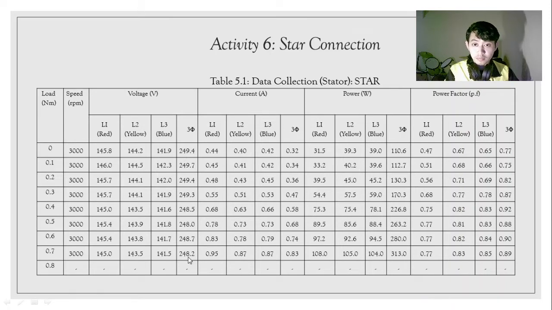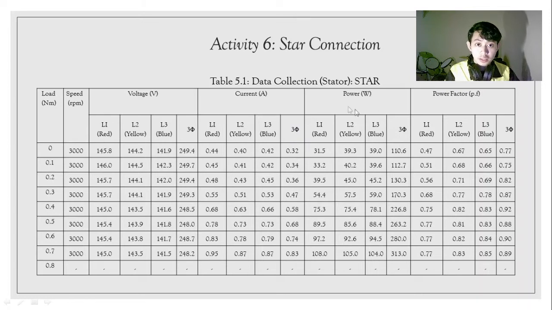Okay, so unlike voltage, the current reading will increase when the load is increased. Right, so here we can observe that the value of the ampere is 0.44 and then it increased to 0.45, to 0.48, to 0.55. Right, and it is not only for red phase, but it also occurs at the yellow phase and also the blue phase. And then if you look at the 3 phase, it will increase from 0.32 to 0.83.